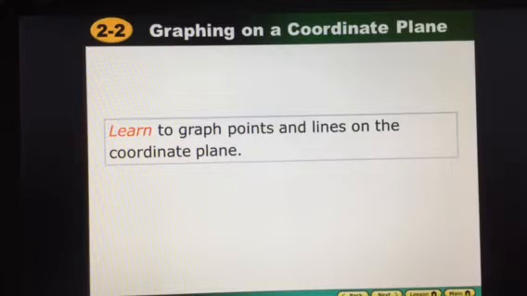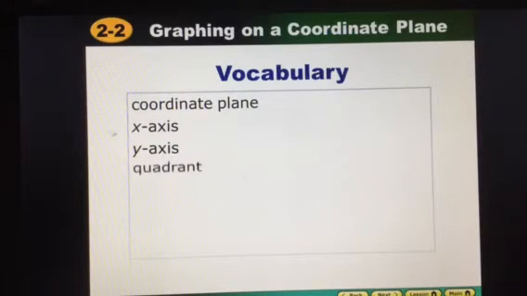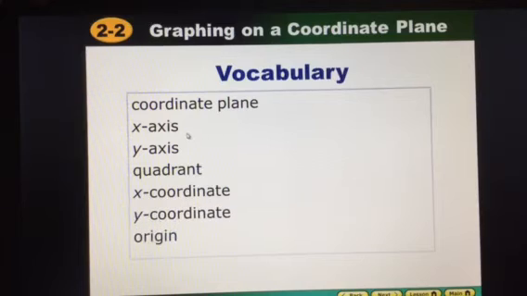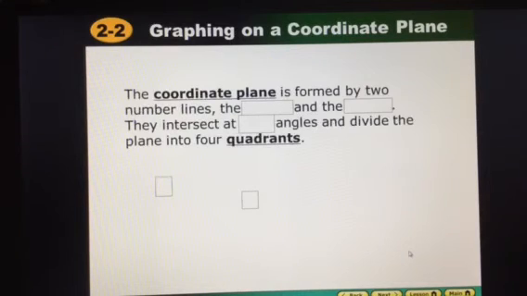Today we'll look at graphing on a coordinate plane, and you're going to learn to graph points and lines on the coordinate plane, which most of you probably know how to do, so this is somewhat of a review. We'll look at the coordinate plane, which is two dimensions. Again, an x-axis and a y-axis. We're going to look at what the quadrants are, and what an x-coordinate and a y-coordinate are, and the origin.